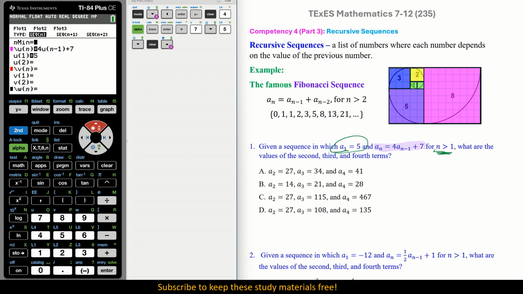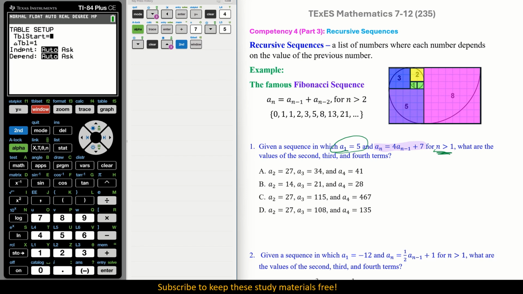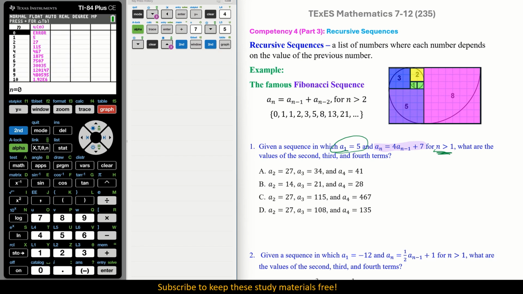Okay, now, what are we looking for? We're just looking for the second, third, and fourth terms. But check your window first, go to where you need to be, then go to your table. Okay, so let's say second window, that gets our table set up. We are set at 0, verified. Now we can do second graph to get our table. And notice this is where our values begin. So our first value is entered. Our second one should be 27.